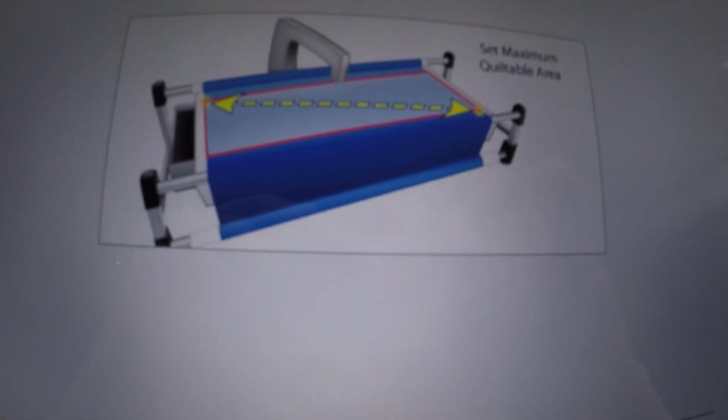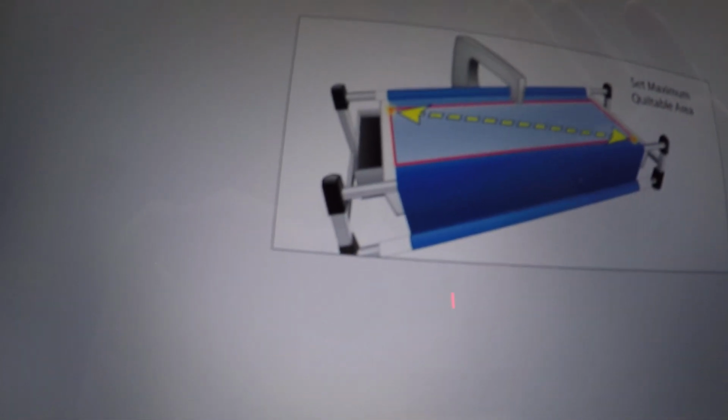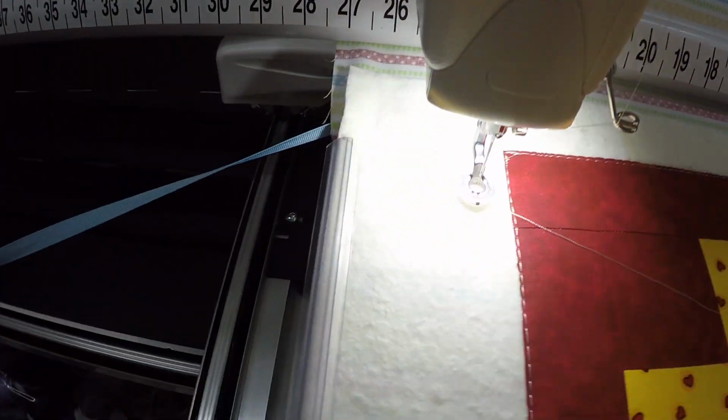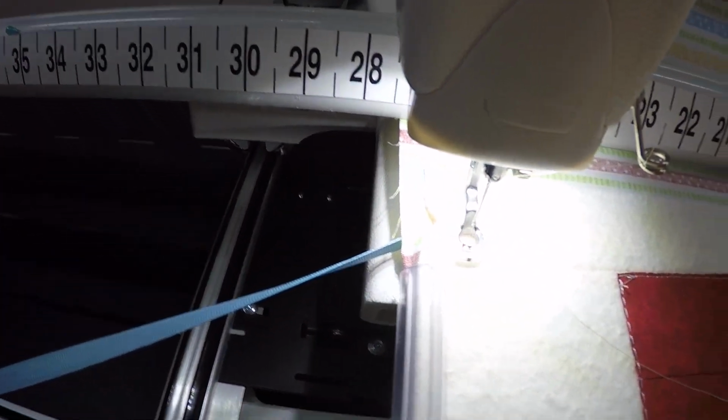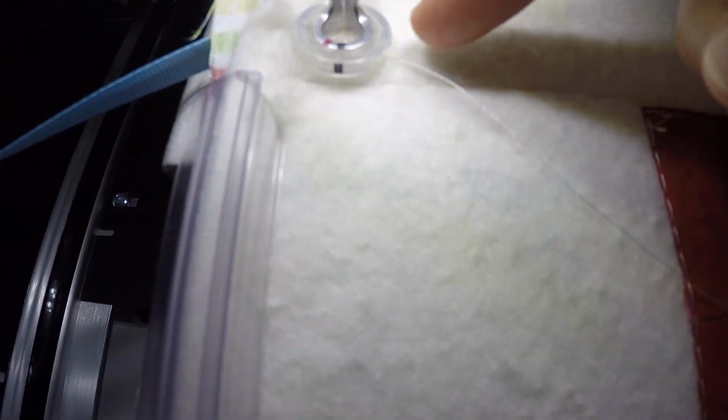I'm going to be stitching an edge-to-edge pantograph on this quilt. I need to set the safe area. So for the top left, I'm moving my machine over to the far left. I'm choosing the line where I want the stitching to reach of the pantograph I'm going to choose. And I already know which one I'm going to choose.